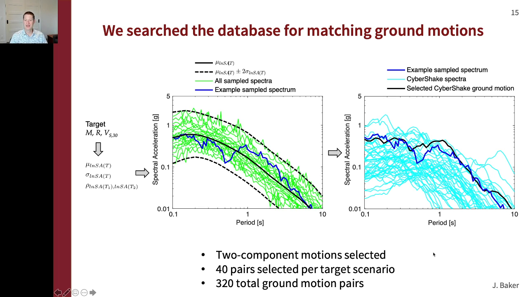A couple of notes at the bottom: we selected 2 component ground motions. That's what would be needed for an engineering analysis. For each of these target scenarios, we selected 40 pairs of ground motions. There were 4 magnitude distance scenarios and 2 site conditions, so 8 total scenarios. That gave us 320 ground motion pairs. And we felt that a few hundred ground motions was enough to give a user some flexibility, but not overwhelm them with a huge amount of data.